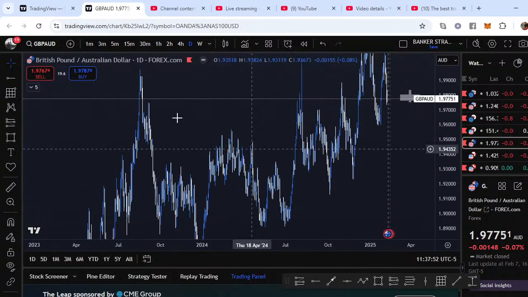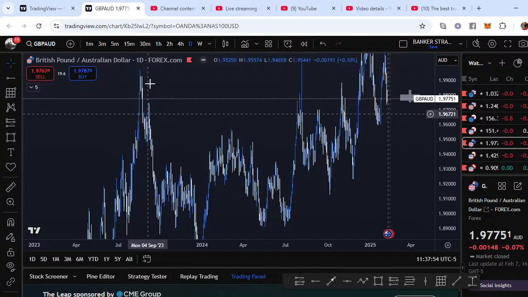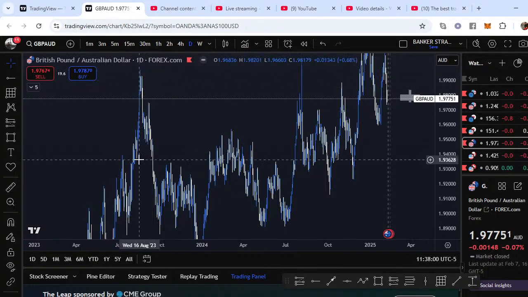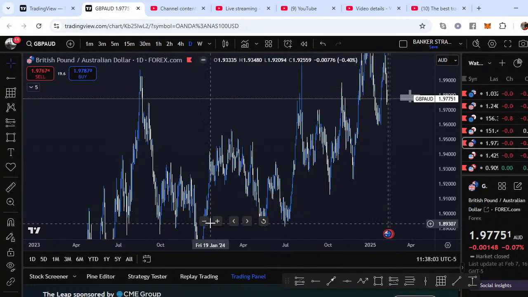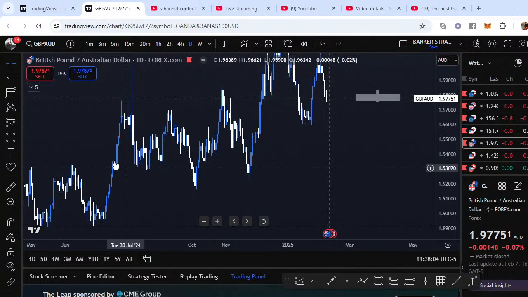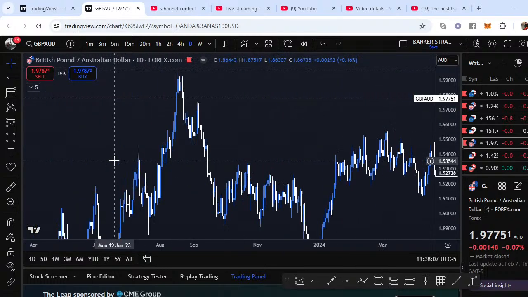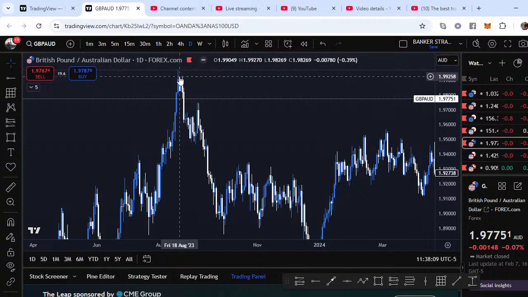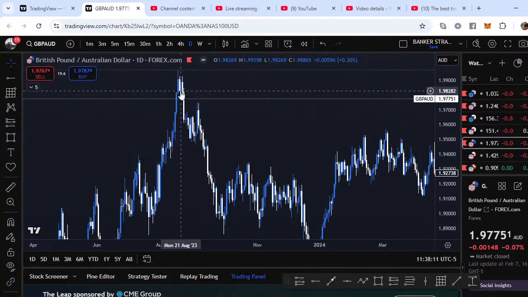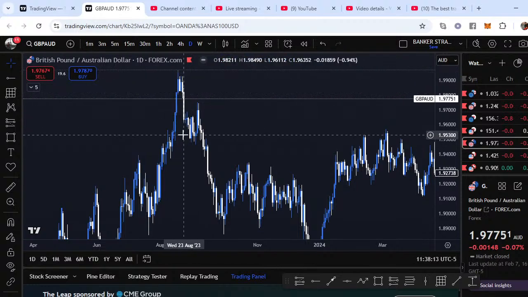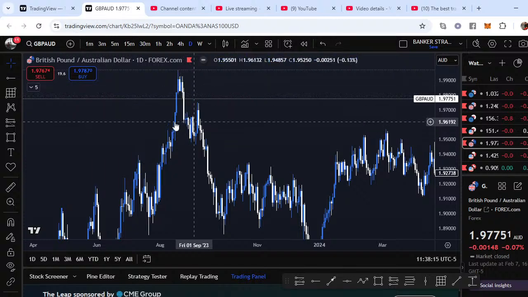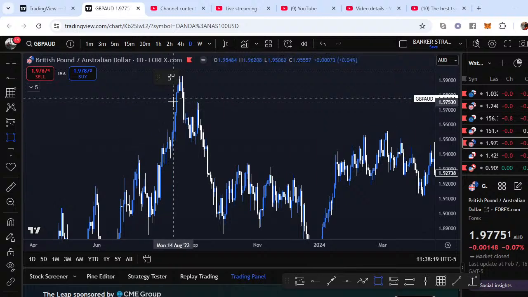What about here? You know why? Because we failed to swing higher. This is the candle that broke structure here. This candle right here broke structure. Whoosh. One, two, three, four daily candles. Whoosh. Came back. Retracement. Fair value gap on both sides.